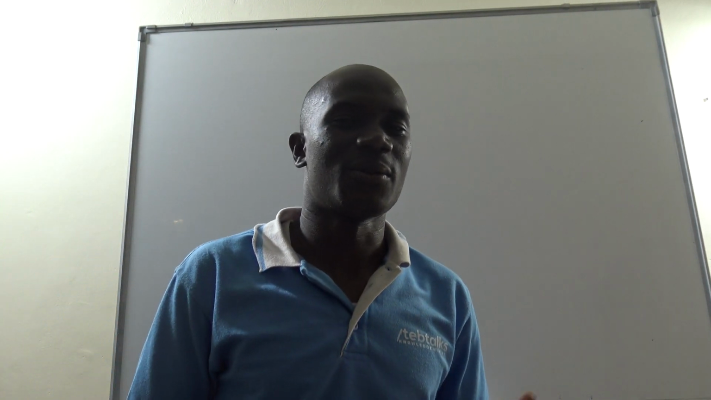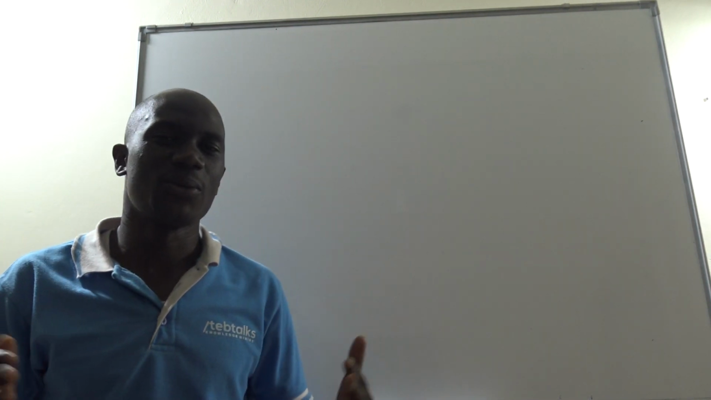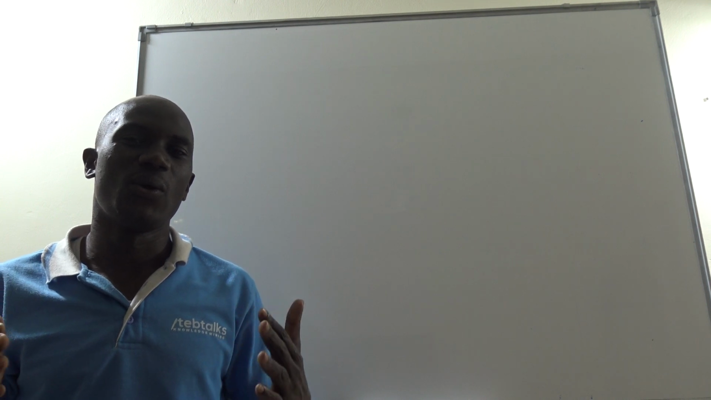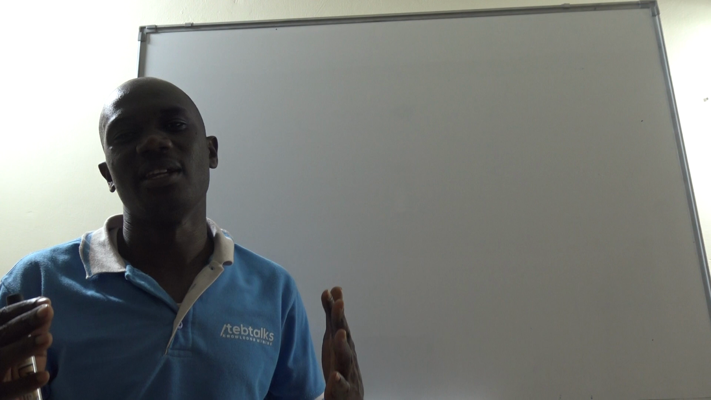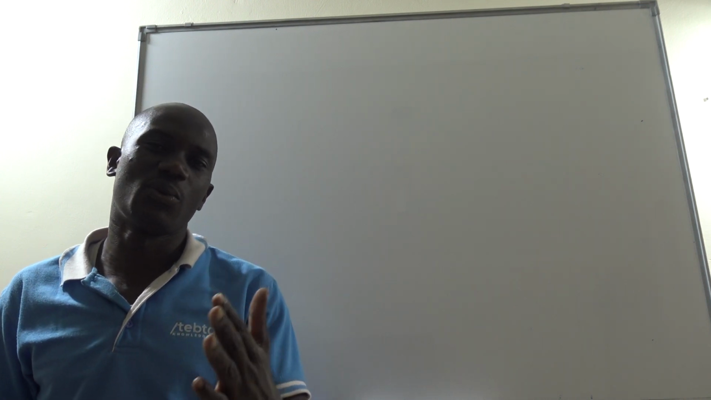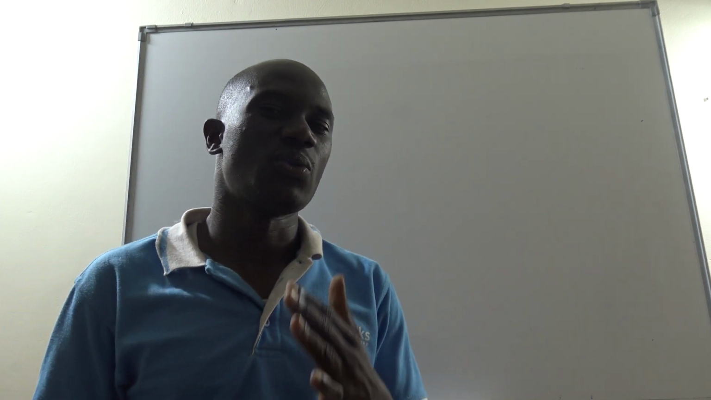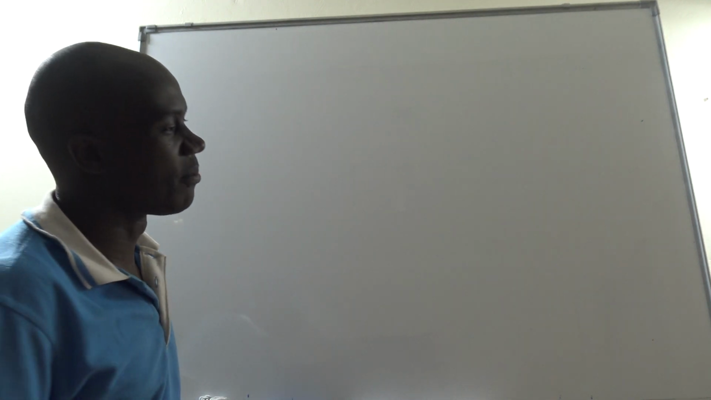Welcome back from that short break. We are still doing more examples on partial fractions on the case where the denominator has what we call repeated roots. So we are moving on to the next example, that is example 5.